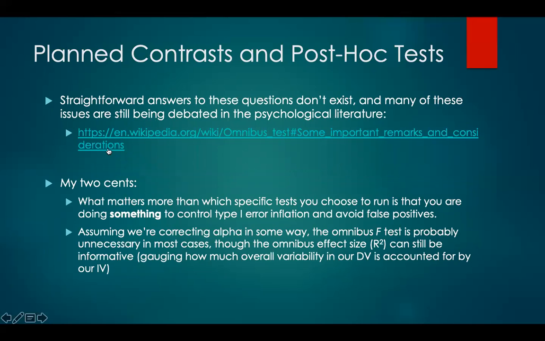And you can check out this wiki page here to look at some of the important considerations that are being discussed in the field. My 2 cents is that what matters most, more than which specific test you're going to use, is that you're doing something to control the type 1 error inflation and to avoid these false positives. Assuming we're correcting alpha in some way, the omnibus test is probably unnecessary in most cases, though the omnibus effect size estimate, R squared, can still be informative, gauging how much overall variability in our dependent variable is accounted for by variability in our independent variable.